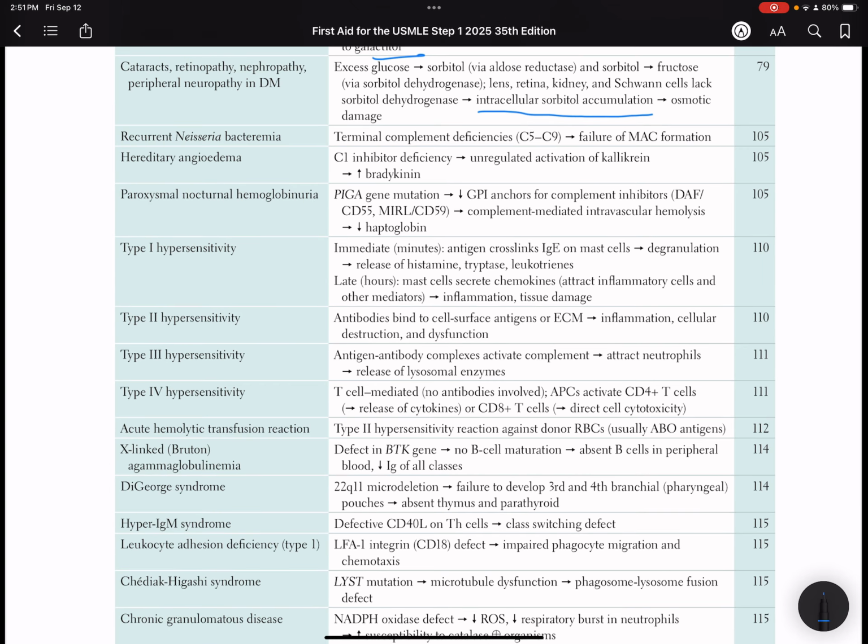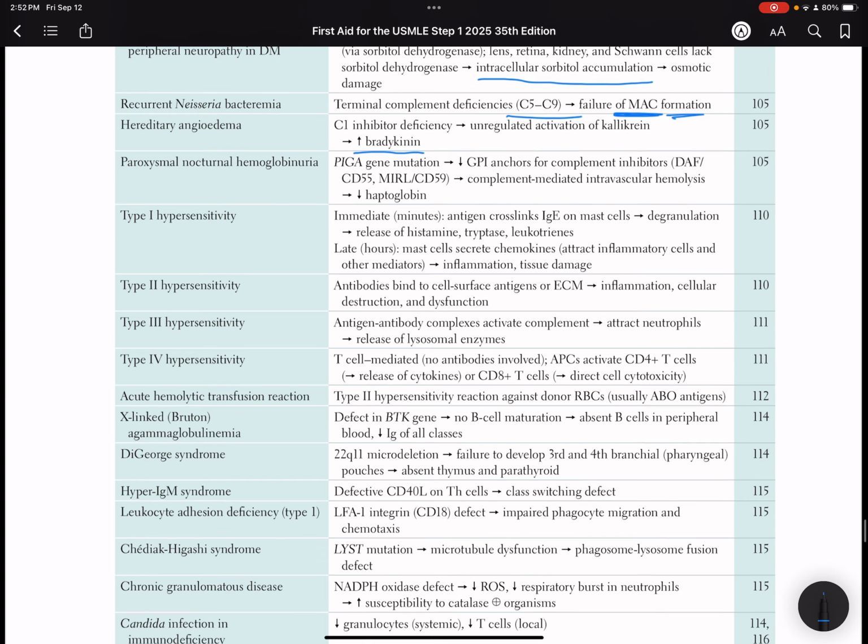Recurrent Neisseria bacteremia is due to terminal complement deficiency, C5 to C9, failure of MAC formation. This is the main reason for recurrent Neisseria bacteremia. Hereditary angioedema is due to C1 inhibitor deficiency, which leads to unregulated activation of kallikrein. This leads to increased bradykinin.